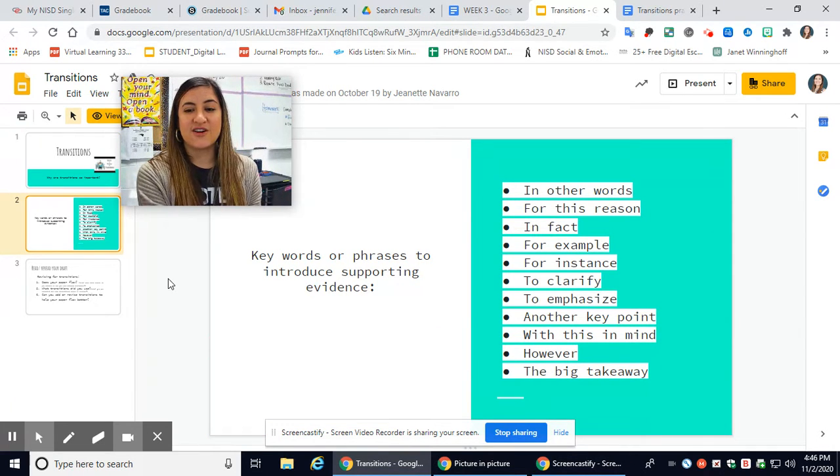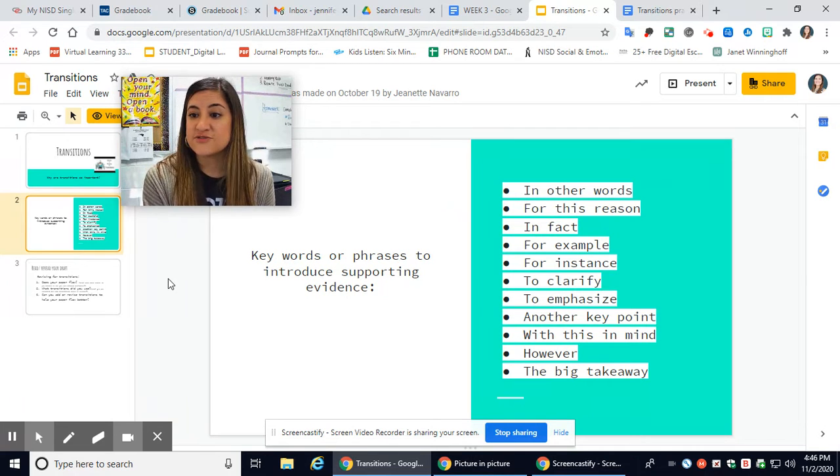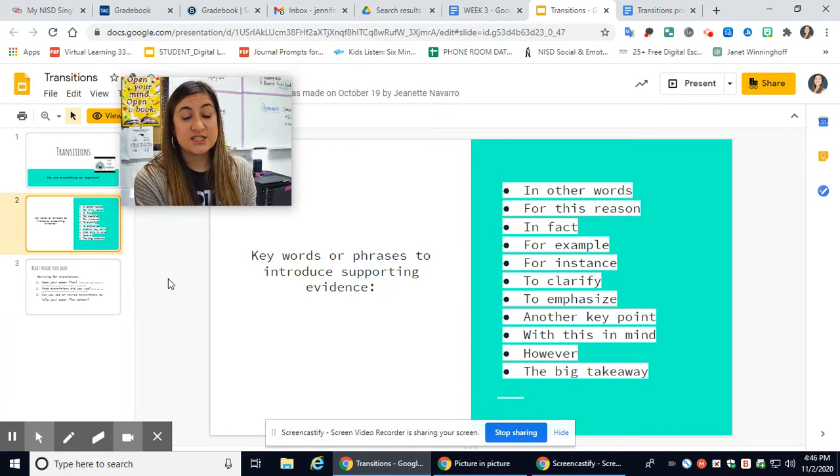All right, here on slide 2, you will notice that there are some key words and phrases to introduce your supporting evidence. So these would go in your body paragraphs of your informational essay. Here are just a few of them. In other words, for this reason, in fact, for example, for instance, to clarify, to emphasize, another key point, with this in mind, however, and the big takeaway. So feel free to use any of these in your body paragraphs just to make it sound a little bit more informed and to keep your reader hooked and interested in your topic.